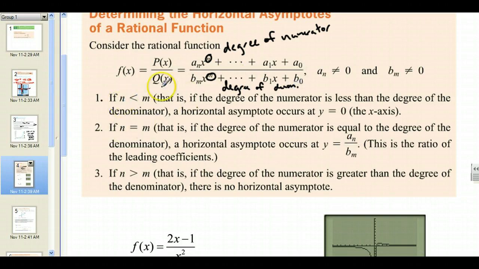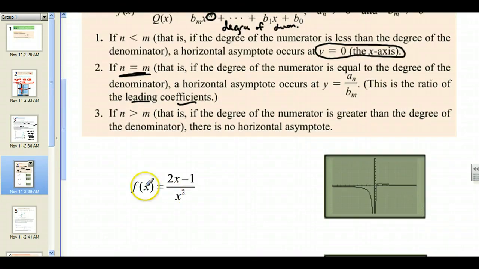Okay, and this is saying n, which is the degree of the numerator. If the degree of the numerator is less than the degree of the denominator, then your horizontal asymptote is the x-axis. Okay, if they're equal, meaning the highest powers are the same, then you divide the leading coefficients. This is the leading coefficient up top, a sub n. This is the leading coefficient on the bottom, b sub m. So you divide leading coefficients. And then if the degree of the numerator is higher than the degree of the denominator, then you're not going to have a horizontal asymptote.